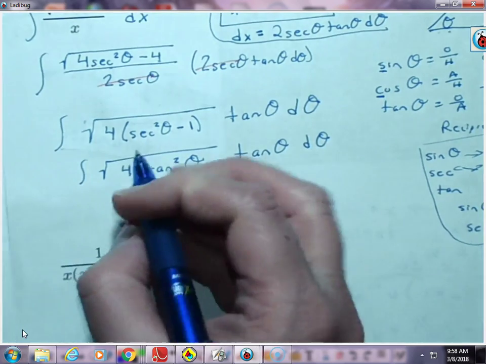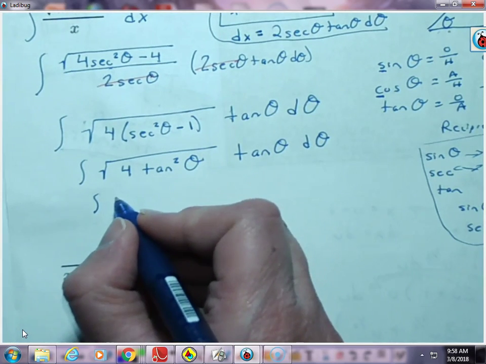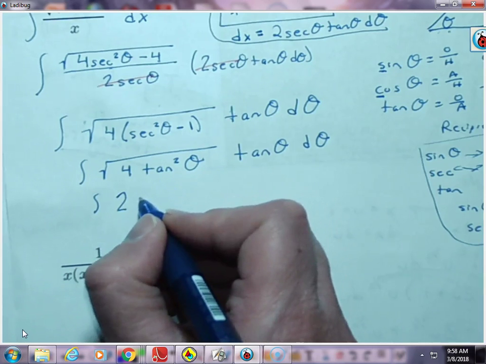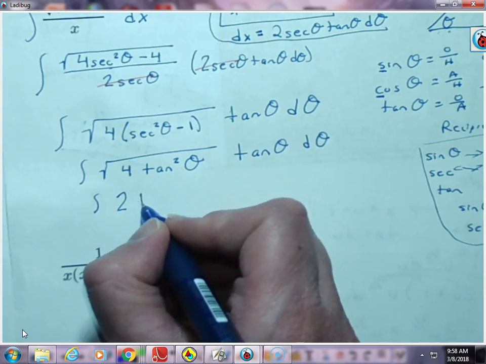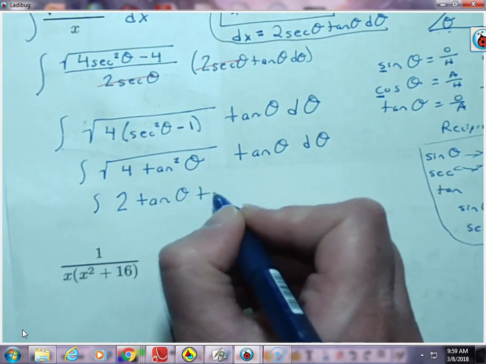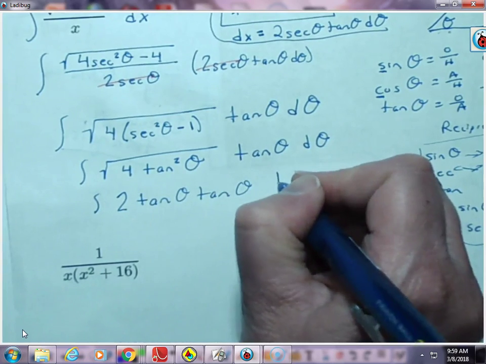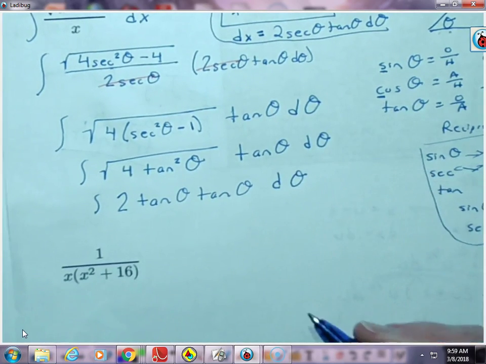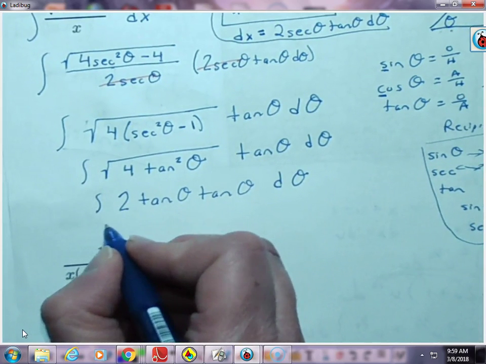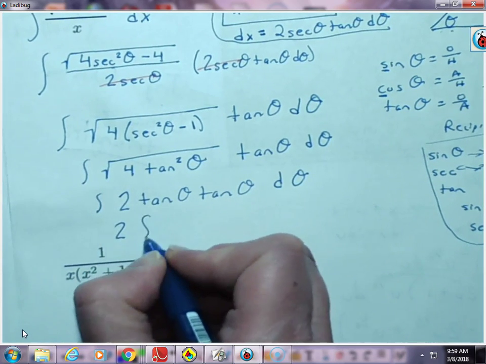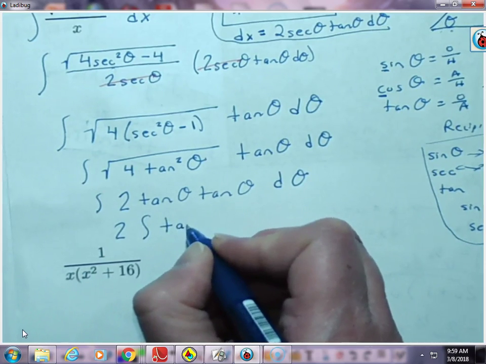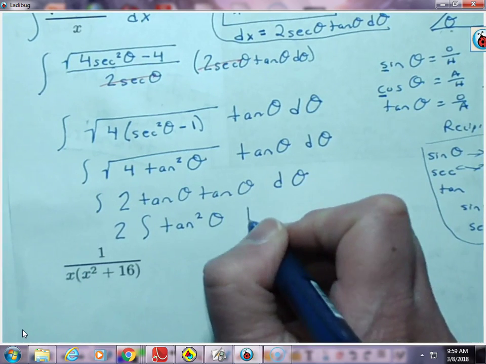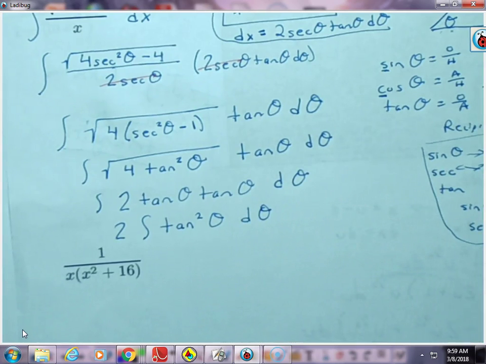Alright, so taking the square root of 4, you get, taking the square root of tangent squared theta, same as tangent theta. So 2, I'm just going to take it out. Now I have a question for you. Do I know how to integrate tangent squared? No. Is there anything that I do know how to integrate? Secant squared theta.